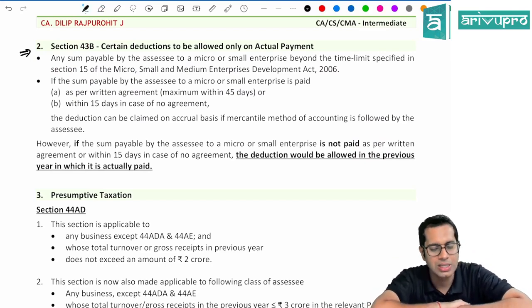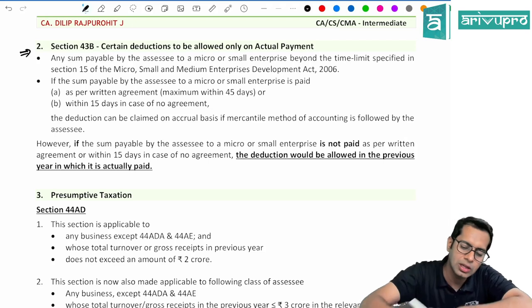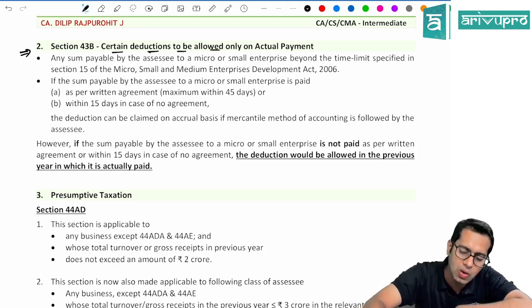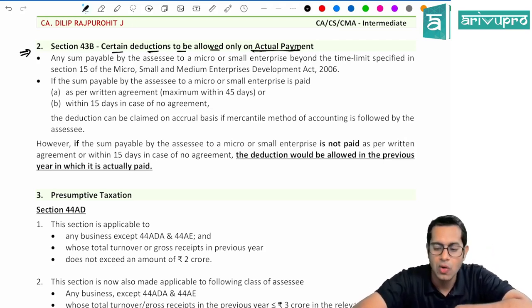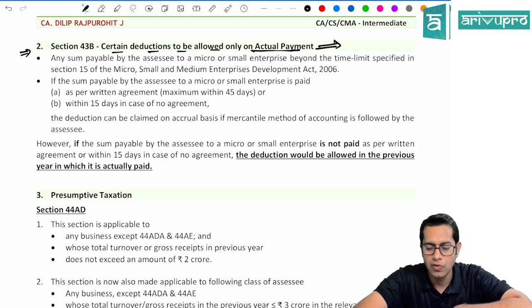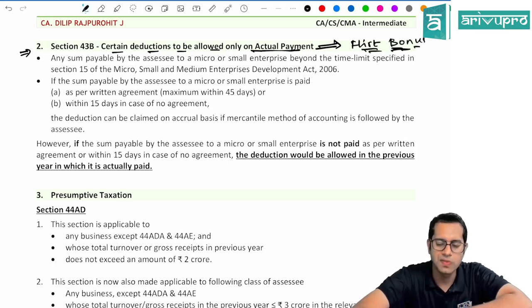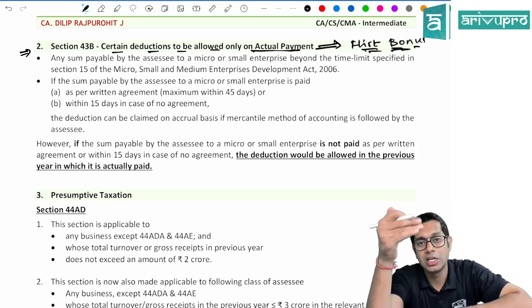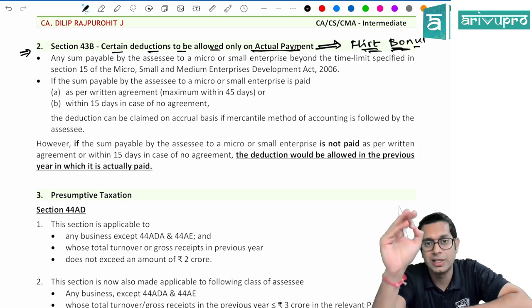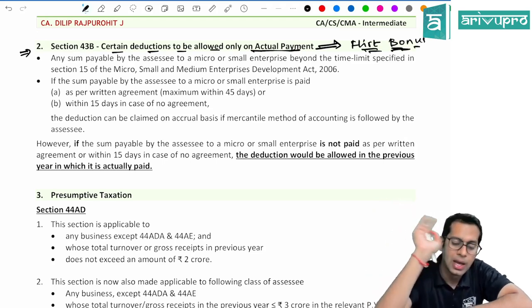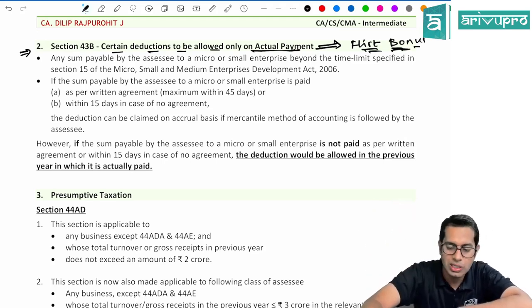Then there is a section called 43B. What is this 43B? Certain deductions are allowed on actual payment basis. If you remember, the memory technique for this was "flirt bonus". There is a list of 6 expenses which are allowed as a deduction only when you pay those expenses within the due date of filing income tax return. Here they have added one more item. What is that one more item?